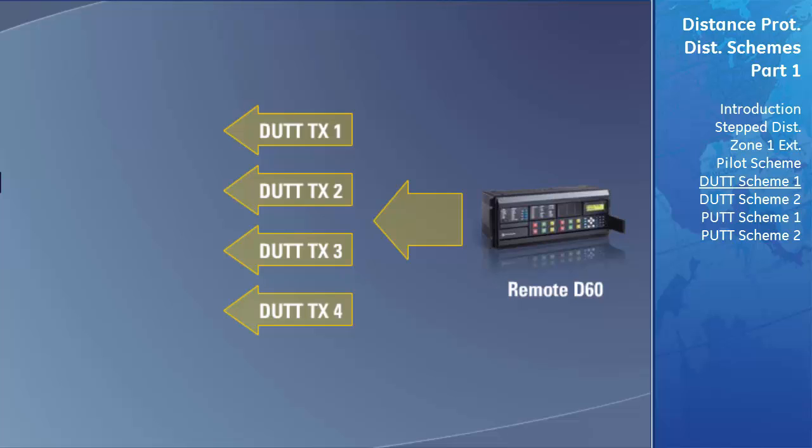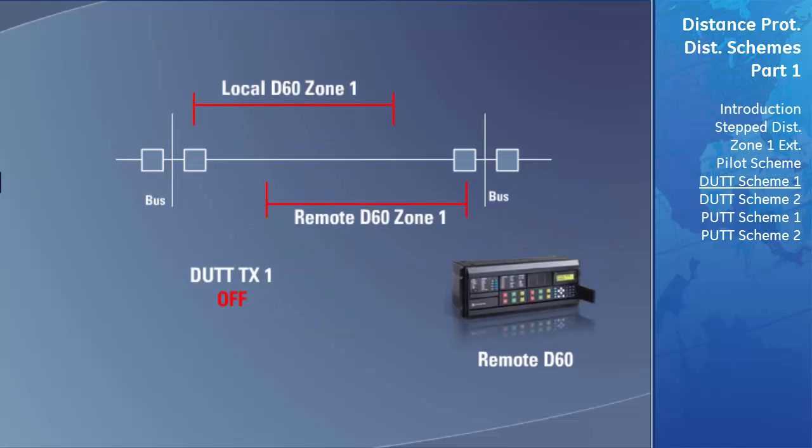These 4 flags, or keys, are called the DUTT-TX1, DUTT-TX2, DUTT-TX3, and DUTT-TX4, with the TX standing for transmit bit. The D60 can be programmed to use these 4 flags in different ways to match the type of communication channel that is available, and whether or not single-phase tripping will be used. If only one bit of information can be sent back and forth on the communication channel between the 2 D60s, as in the case of a power line carrier, or when 3-phase tripping will occur for all faults, the D60 needs to be programmed to only use one of the DUTT transmit bits.